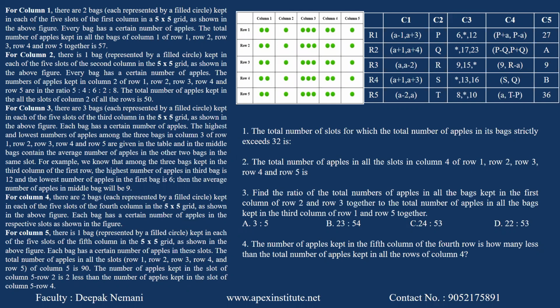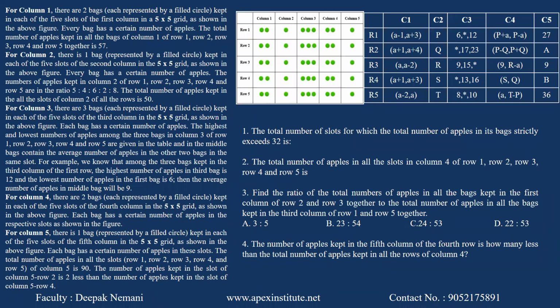For C2, there is one bag represented by a filled circle kept in each of these 5 slots of the second column of the 5 by 5 grid as shown in the above figure. Every bag has a certain number of apples. The number of apples kept in the second column of row 1, row 2, row 3, row 4, and row 5 are in the ratio 5:4:6:2:8. The total number of apples in all the slots of column 2 of all the rows is 50. So you can consider 5x, 4x, 9x, 9x plus 6x, 15x plus 2x, 17x, 17x plus 8x. So 25x is given to be 50. So you can find the values of P, Q, R, S, T.